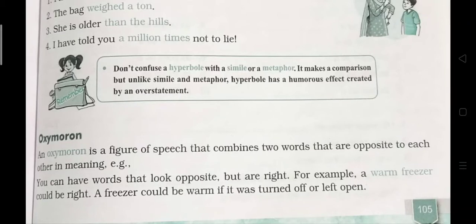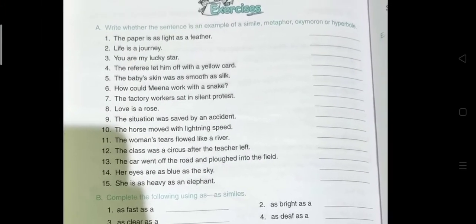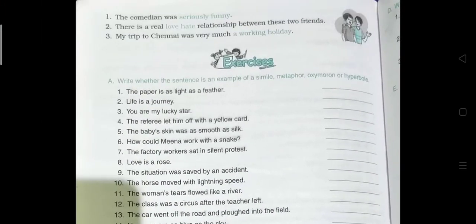You can have words that look opposite but are right. For example, a warm freezer. Oxymoron is such a thing where two words are used which are exactly the opposite, but we are using them to compare something. A freezer could be warm if it was turned off or left open. Warm freezer. Can a freezer be warm? We are using two different things which are exactly the opposite of each other.